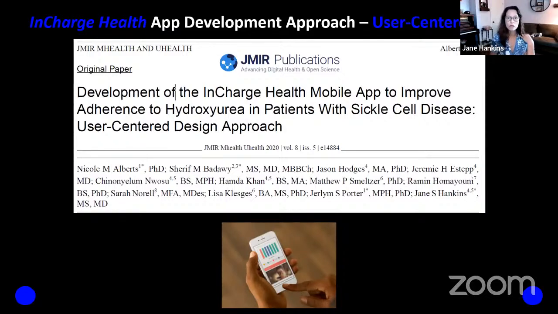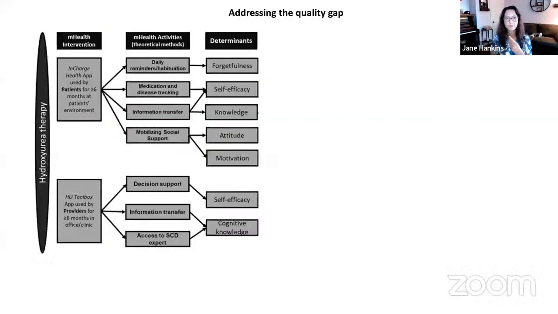So this is the paper that describes how we developed it, if you want to go into more detail. We use what we call user-centered design, which is when you design a product with the user as part of the developer.